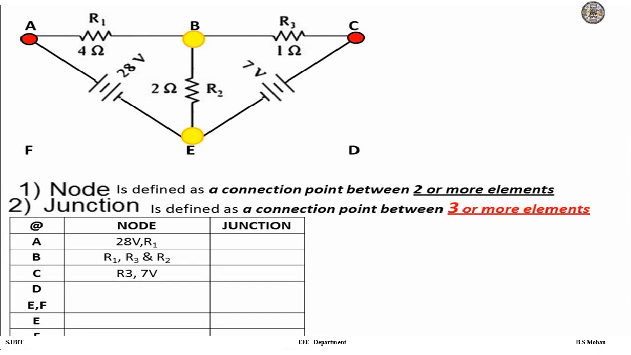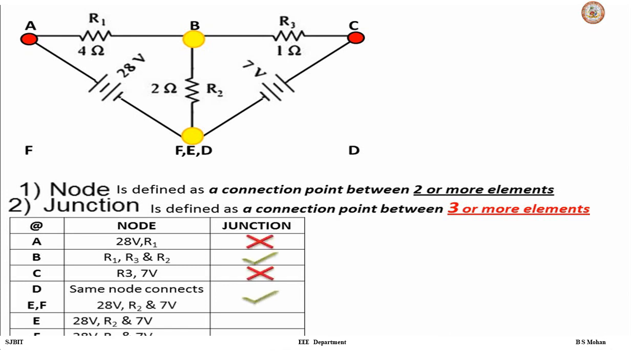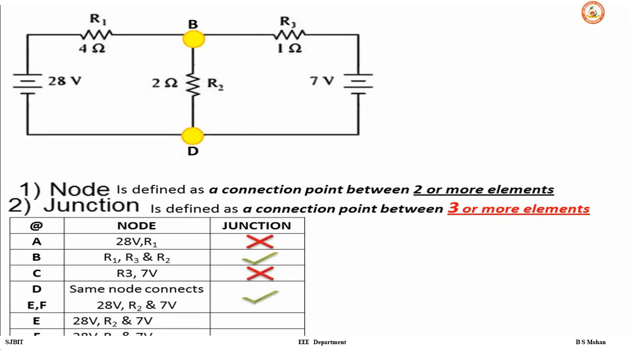So we have two junctions highlighted in yellow color, right? So we can say that the junction is either F, E or D. So we have named it as point D. So let us see this further. So we have only two junctions which are B and D. So we have two junctions here.